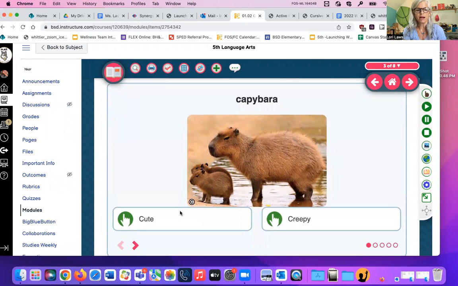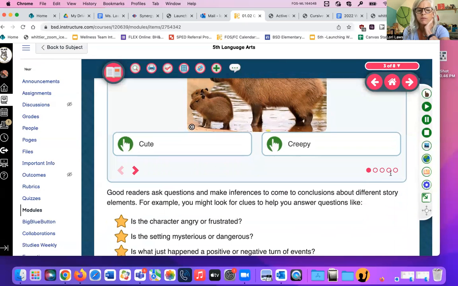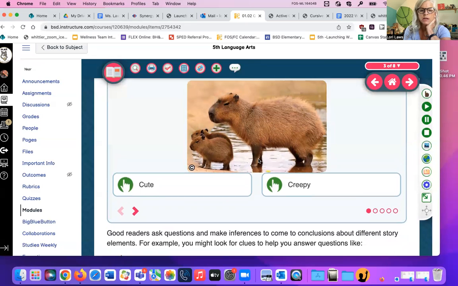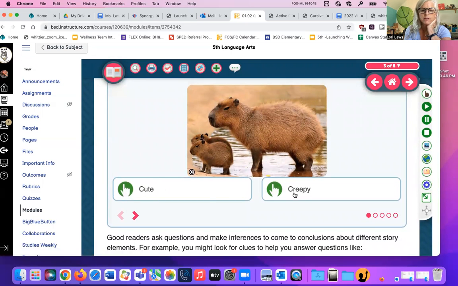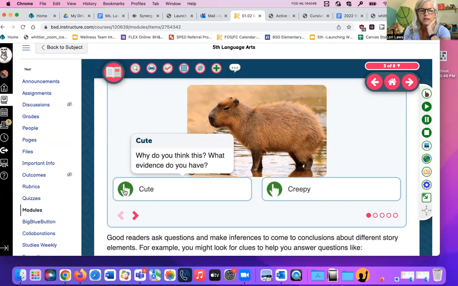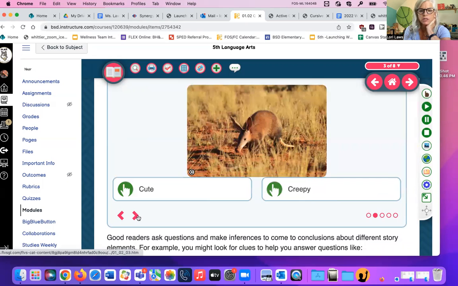Here's a capybara. Cute or creepy? And what do you base your evidence on? Now you can see that I could just keep going, but if I look over here, there are 1, 2, 3, 4, 5 pages here. So I need to make sure to either choose one of these. I'm going to say cute. Why do you think this? What evidence do you have? And then I'm going to click to the next page.